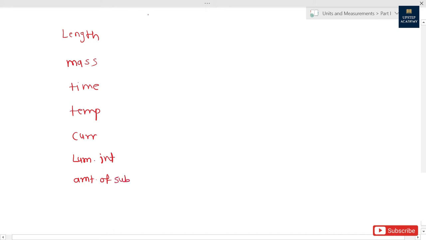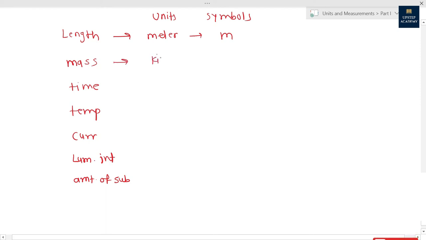Okay, so let me tell their units also and their symbols also. Length is measured in meter. It means meter is the SI unit of length and it is shown by the symbol m. The SI unit of mass is kilogram and it is shown by the symbol kg. Time is measured in second and its symbol is s.